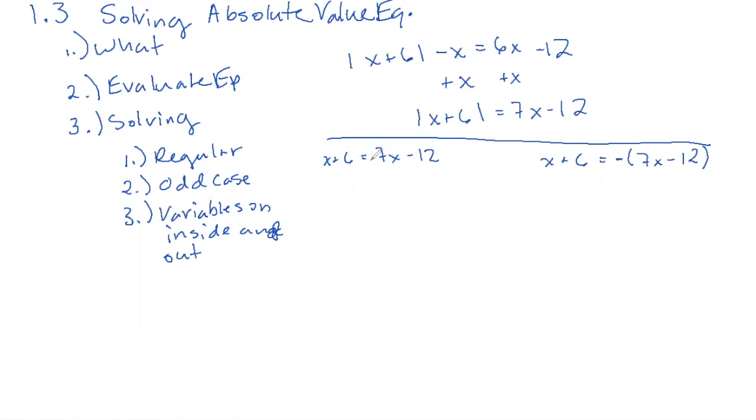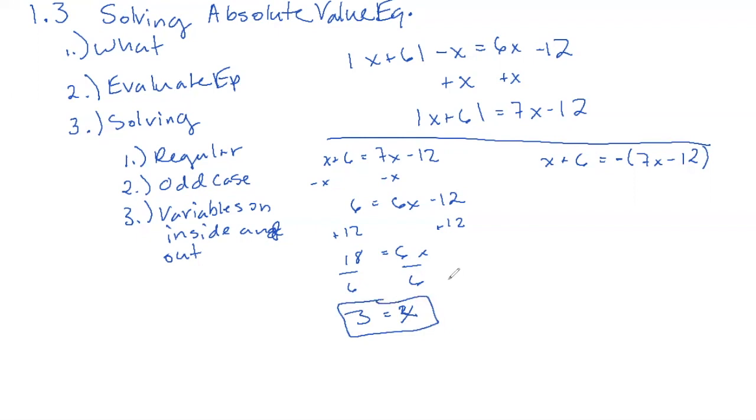On the left portion, in case 1, I'm going to put the x's on this side and the numbers on the other side. So I'm going to subtract x from both sides. You end up with 6 equals 6x minus 12. And then I'm going to add 12 to both sides. You end up with 6x equals 18. Now I'm going to divide both sides by 6, which gives me x equals 3, or 3 equals x.